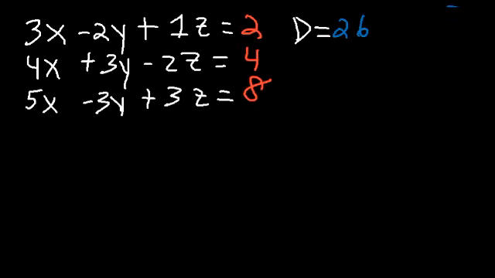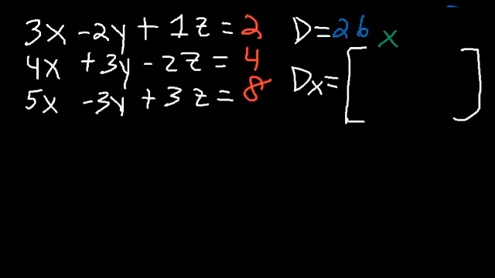Now we need to calculate dx. So let's write the appropriate matrix for it. So this is the column for x, y, and z. We need to replace the coefficients for x, the 3, 4, 5, with d1, d2, d3. So that's going to be 2, 4, 8.